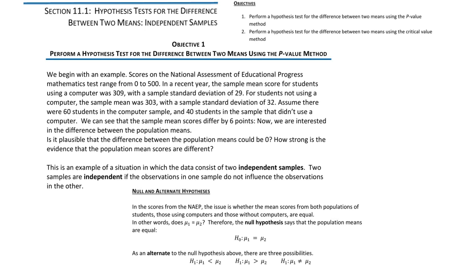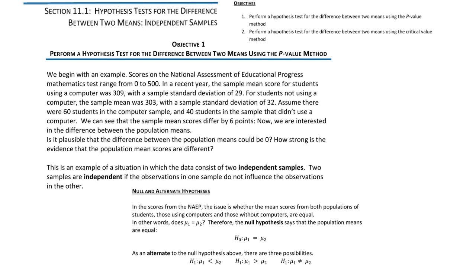Do computers help high school students to learn math? One way to address this question is to give a test to two samples of students: one from the population of students who used computers in their math classes, and another from the population of students who did not. If the difference between the sample mean scores is large enough, we can conclude that there is a real difference between the two populations.